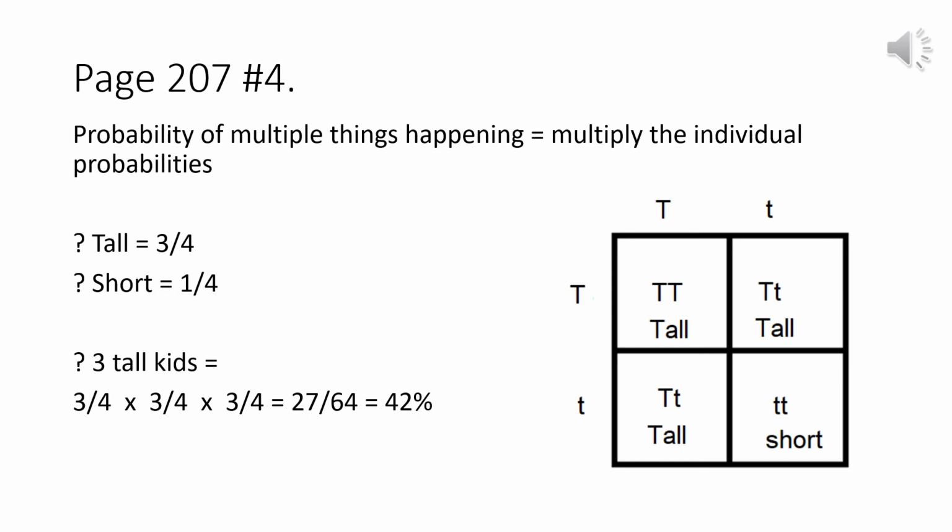No, Miss Naples. Look. The first kid, that first box, is going to be tall. The second box is going to be tall. The third box is going to be tall. And I don't want a short kid, because I'm not having the fourth one. It doesn't work that way.